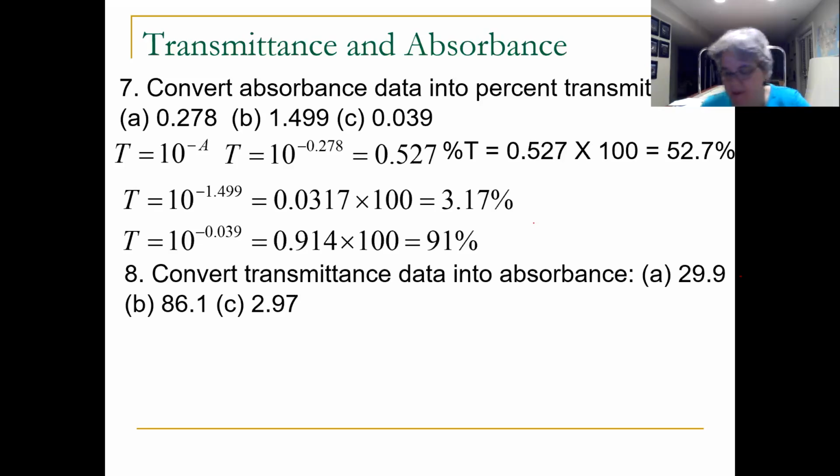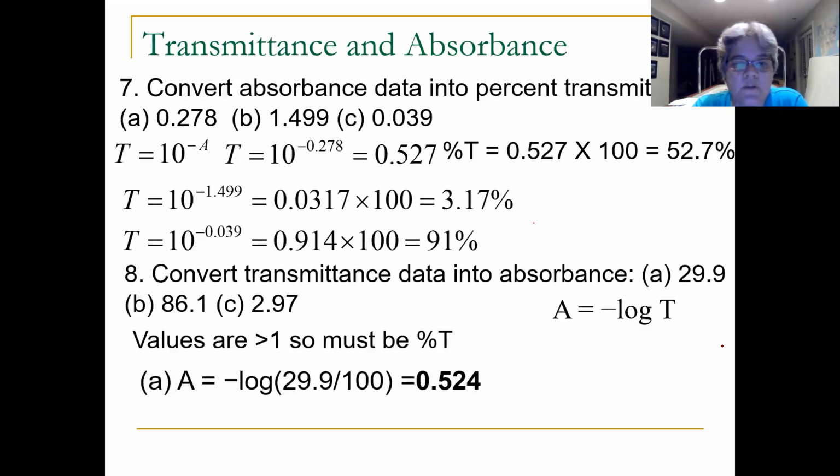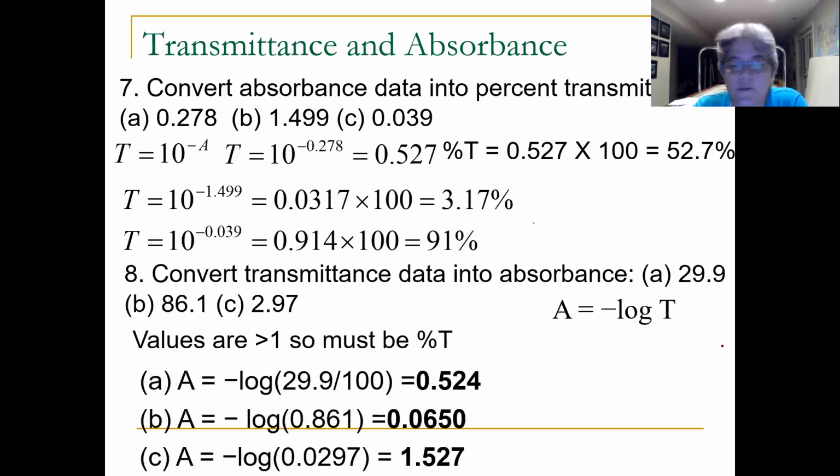Okay, so transmittance. So again, these are bigger than 1, so these are percent T. So you have to divide by 100 and then take minus the log. So the first one, you should have 0.524, and then you should have 0.0650, and then you should have 1.527.